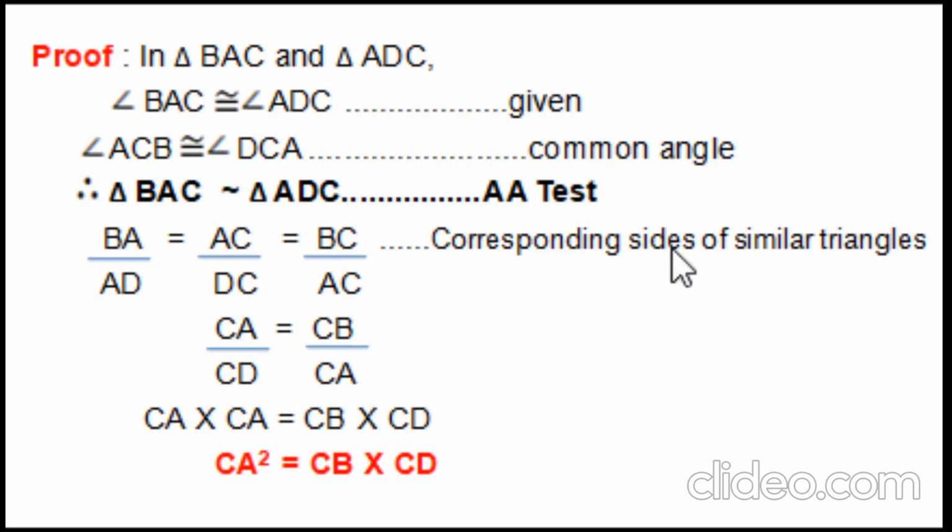Then take the ratio of corresponding sides. BA upon AD is equal to AC upon DC is equal to BC upon AC. Then AC is written as CA, DC is written as CD, BC is written as CB and AC is written as CA. Cross multiply: CA into CA is equal to CD into CB. So we get CA square is equal to CB into CD.